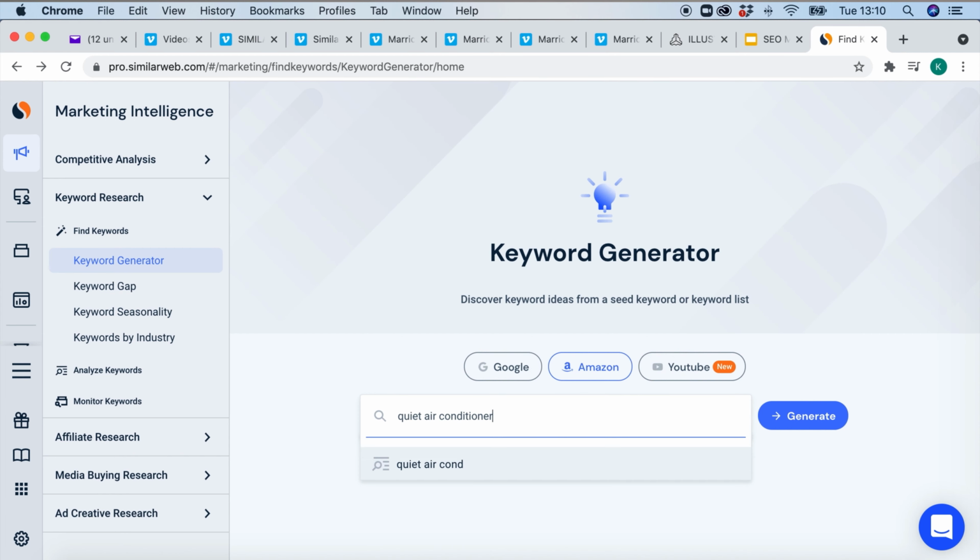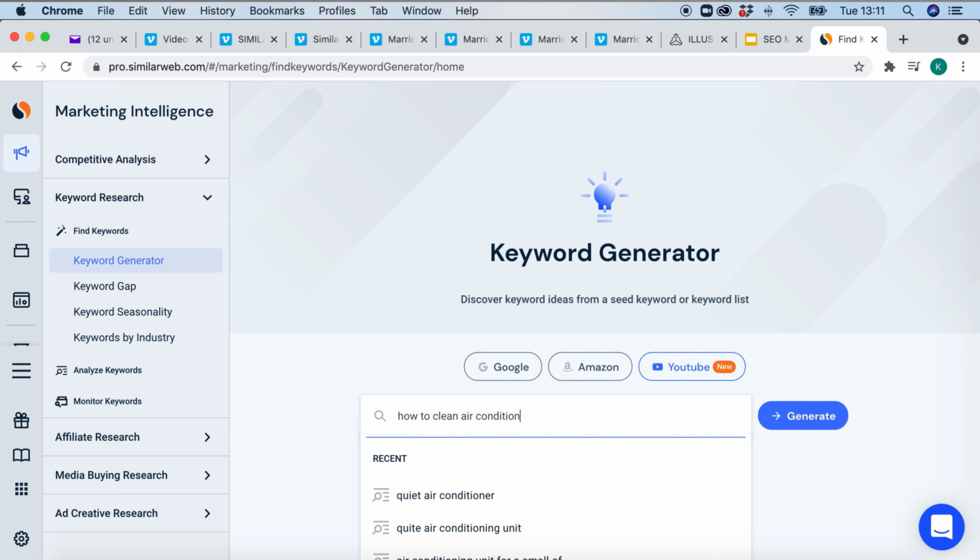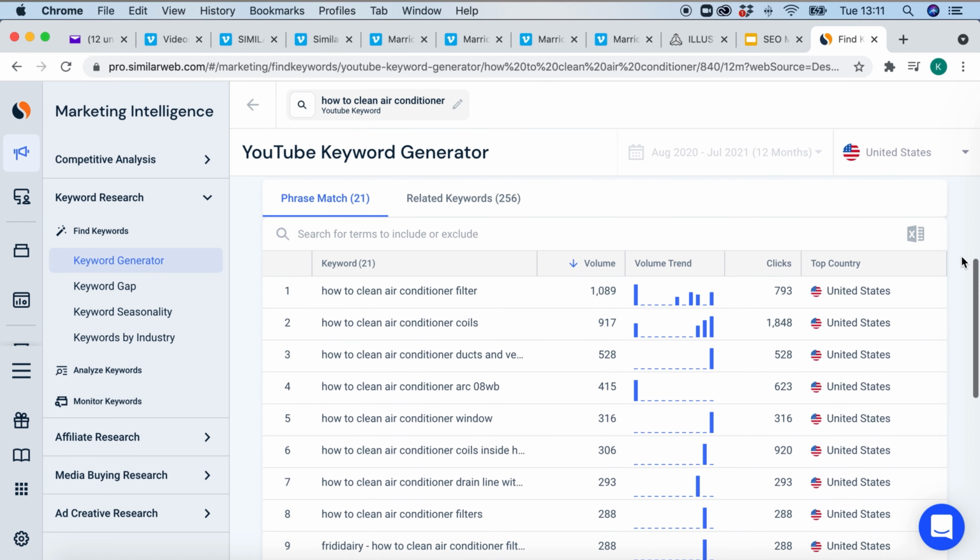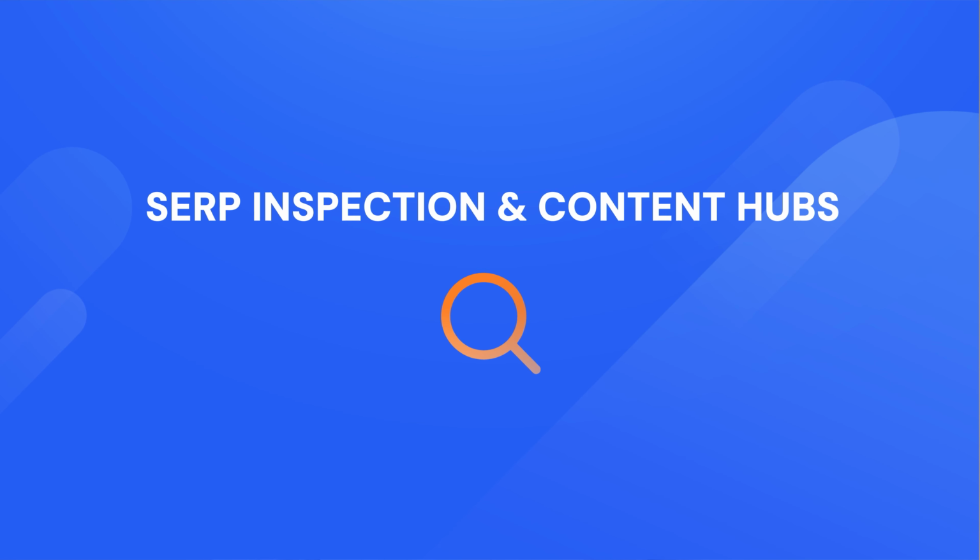It may be on Amazon that our search behavior is air conditioning units for a small office space, or quiet air conditioning units. On YouTube, it may even be more broader or inspirational, where we're looking for things like how to clean an air conditioning unit. So yes, the core topic may be the same. So what we also need to do as part of our parent and child group structure is to name them by search engine too. SERP inspection and content hubs.